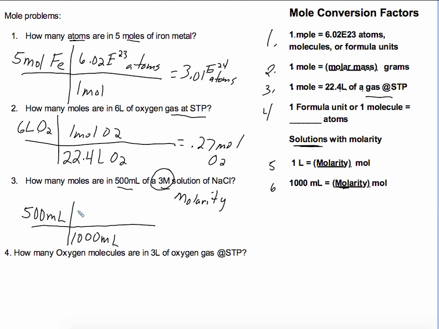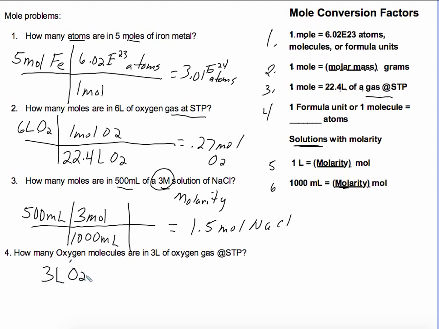And then what's going to go on the top? The molarity, which is 3. And that 3, capital M, means 3 moles per 1,000 milliliters. So you would just write 3 moles there. And so 500 times 3 divided by 1,000, and that equals 1.5 moles of NaCl. Okay, last one. How many oxygen molecules are in 3 liters of oxygen gas?